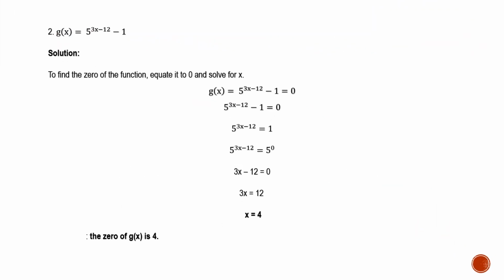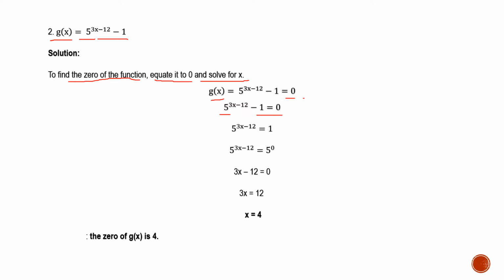Now, for example number 2, your g of x is equal to 5 raised to 3x minus 12, minus 1. So for the solution, to find the zero of the function, equate it to 0 and solve for x. It's the same process as your example number 1. We simply equate the function to 0 and solve for the value of x. That's why your g of x is now equal to 0, and it makes 5 raised to 3x minus 12, minus 1 equal to 0.